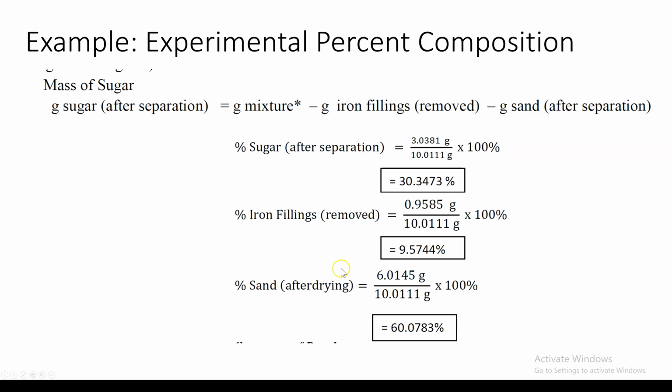And similarly, after we have dried the sand and weighed it, let's say we have 6.0145 gram of sand. To figure out the percent composition of this sand, we'll take the mass of the sand divided by the mass of the sample that we started the separation with. And this would then equal the percent composition by mass of the sand. And this would then be the percent composition by mass of the sugar.